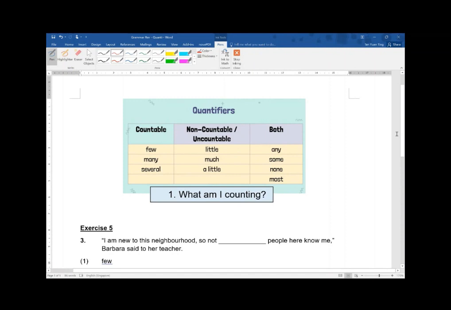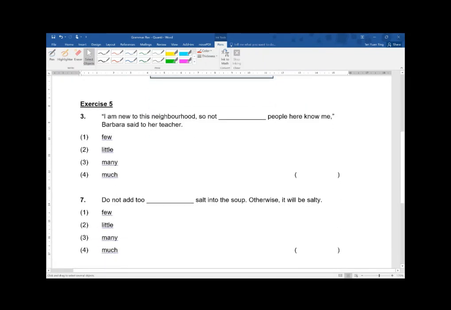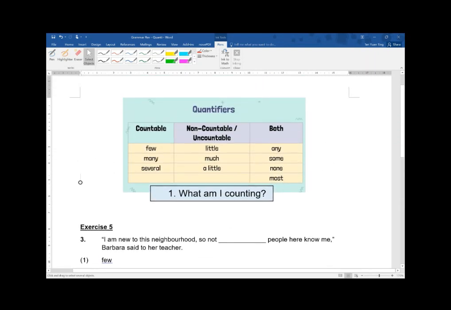And we are looking at quantifiers. These are words that we use to count things. So the guiding question we ask ourselves is, what am I counting? So when you see your questions having options like few, little, many, much, you know that you are looking at a quantifier question. Alright, so you need to determine whether the thing you are counting is a countable noun or a non-countable noun.